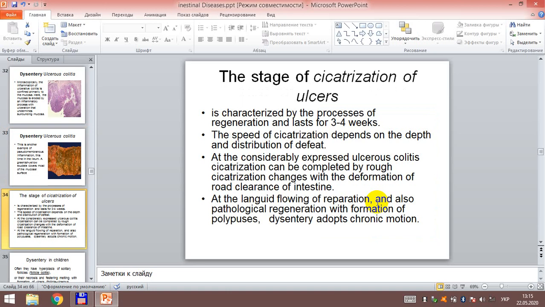The stage of cicatrization of ulcers, the fourth stage of dysentery. The stage is characterized by the processes of regeneration and lasts for 3-4 weeks. The speed of cicatrization depends on the depth and distribution of defeat. With considerably expressed ulcerosclerosis, cicatrization can be completed by rough cicatricial change with the deformation of the lumen of the intestine. With low-grade reparation and also pathological regeneration with formation of polyposes, dysentery adopts a chronic course.